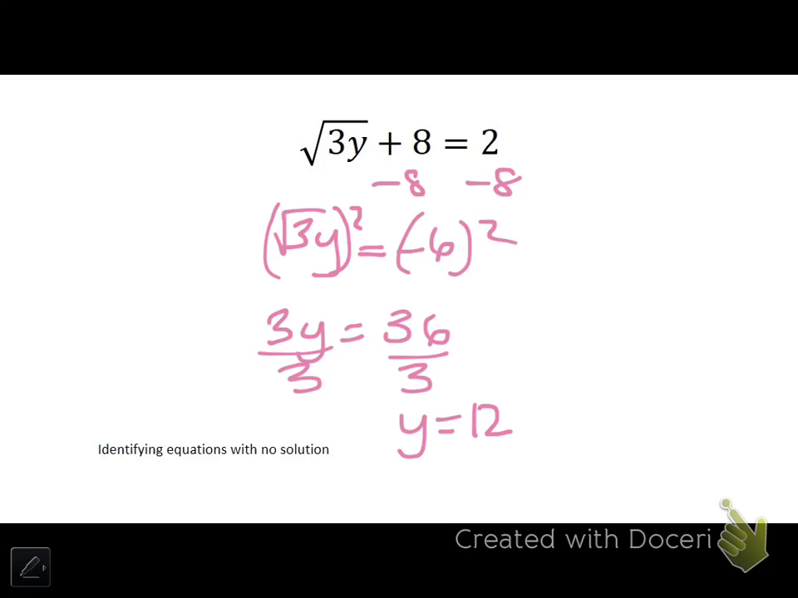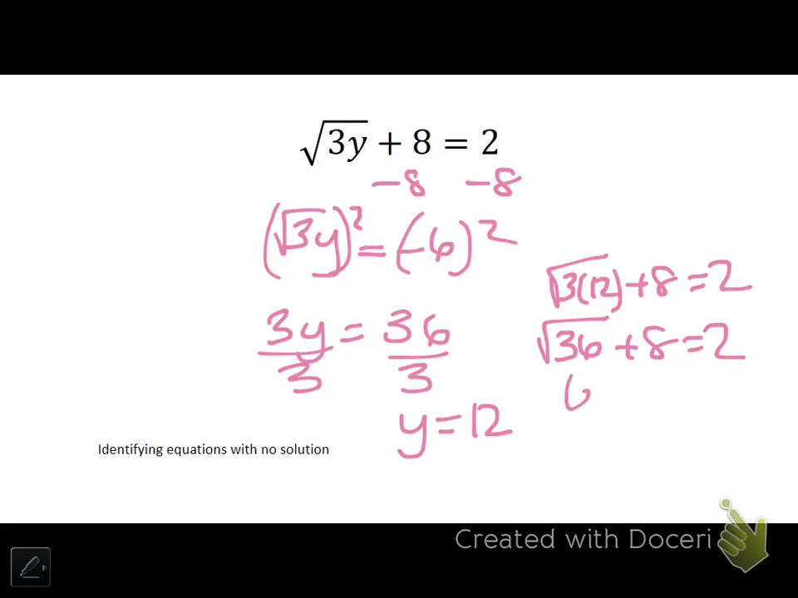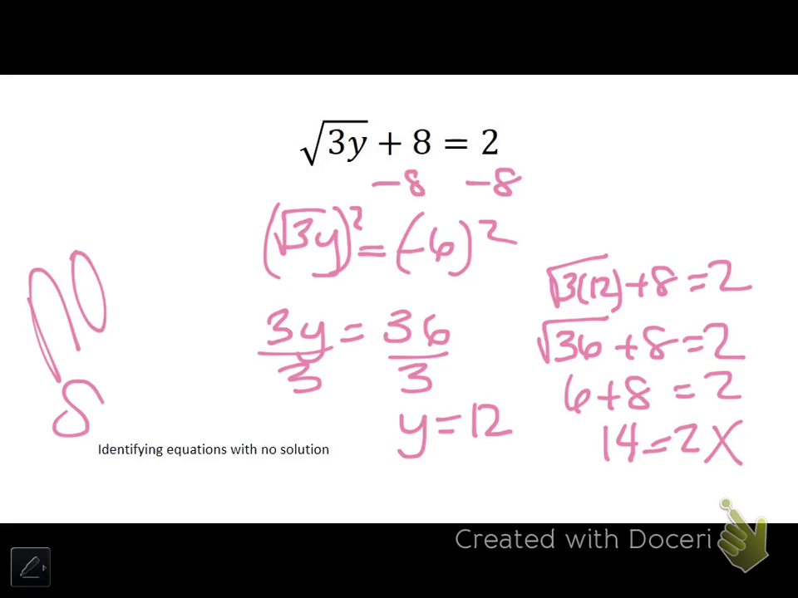Okay, we've got to plug it back in, check to make sure we're right. So square root of 3 times 12 plus 8 equals 2. 3 times 12 is 36. Okay, square root of 36 is 6. 6 plus 8 is 14. 14 does not equal 2, so my answer is going to be no solution. So you have to make sure you plug in all of your answers to see which ones are extraneous, which ones are no solution, and which one is a solution.